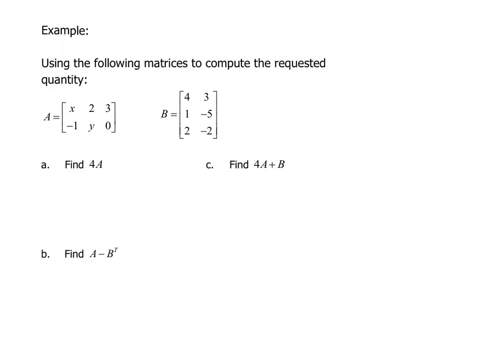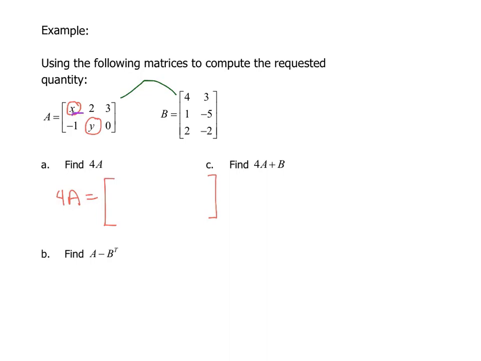First of all, notice that I'm giving you matrices that are different sizes. So all the matrices so far we've done, I always give you two matrices of the same size. And also notice that in this matrix A, I've got variables. Okay, so the first thing we're asked to do is find 4 times matrix A. So this is scalar multiplication.